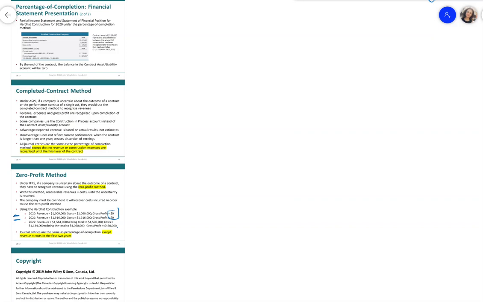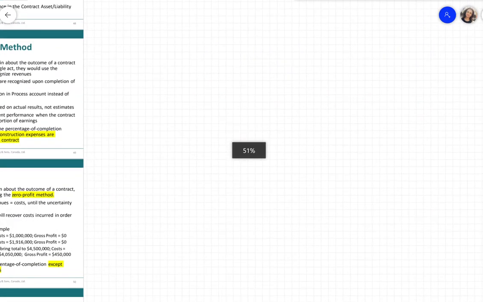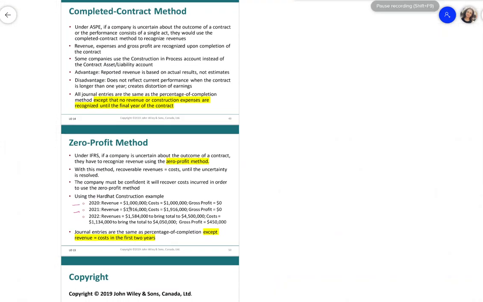So all the entries are exactly the same as we did, but the only difference is that the third, fourth and fifth entries are different. Now this is the last part that we're going to show you, the zero profit method. Like I said before, revenue and expenses are recorded at the same amount. So whatever our expense was, we have to record the same revenue in the same year, so we cannot create any profit.